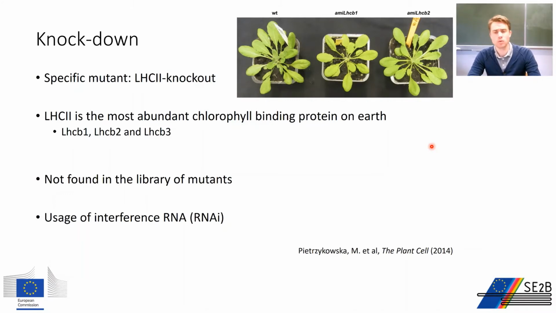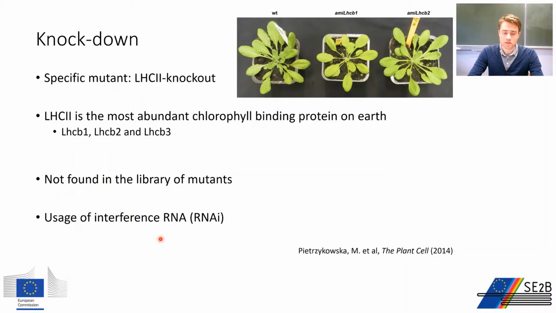So for example, I now want to have a specific mutant. This is an example also from literature, and they wanted an LHC2 knockout. Now, LHC2 is the most abundant chlorophyll binding protein on Earth, and it contains 3 genes. It's encoded by LHCb1, LHCb2, and LHCb3. However, these are not found in the library of mutants, and therefore they had to create these mutants themselves.